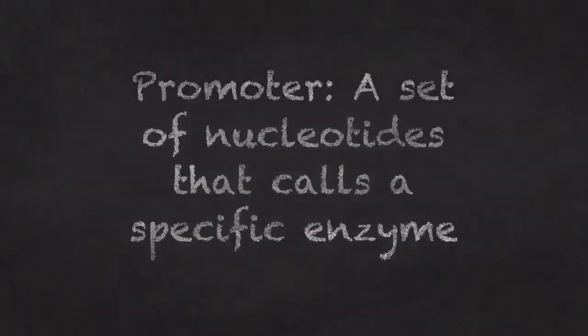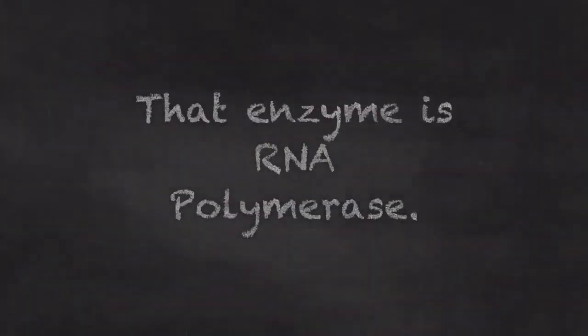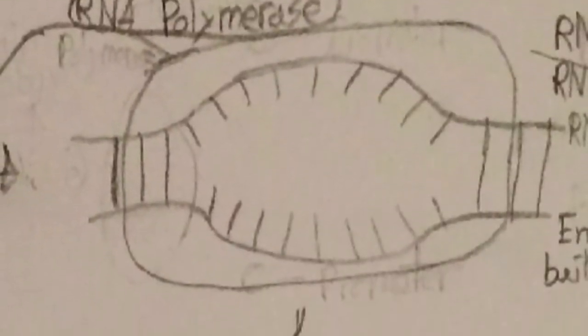First off, there's a set of nucleotides on the DNA called a promoter. A promoter is a set of nucleotides that calls a specific enzyme. In this case, that enzyme is RNA polymerase. So, the promoter calls an RNA polymerase, which comes over to the DNA and unzips it.